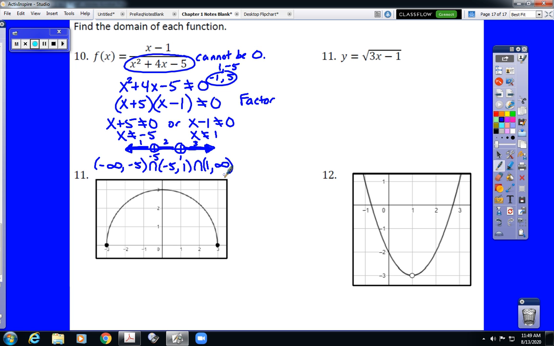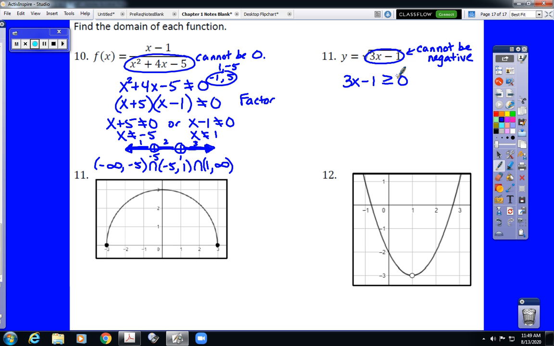Okay? The other one is significantly easier. Again, what we're looking for here is that this number underneath the root cannot be negative. So what we're doing with that is we're saying 3x minus 1 is at least 0. And we're solving that. Now we've seen ones that are harder than this in our assignments, right? I wouldn't be shocked if one that's harder than this comes up on the test.